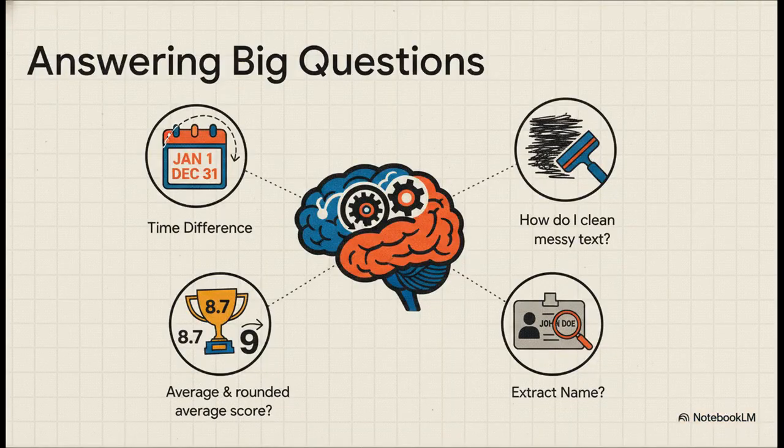Now, with this complete toolkit, you can answer much more complex questions. For instance, you could combine date functions to calculate exactly how much time passed between two historical events. You could use a numeric function to find an average score, and then use another one to round it off neatly. Or you could use a string function to pull a clean username out of some really messy text. See? You're no longer limited to just one simple task at a time.